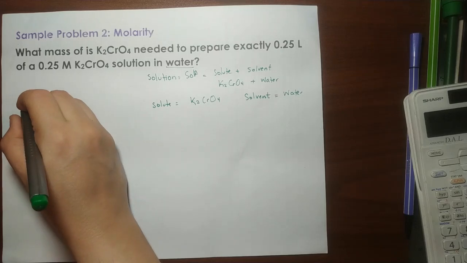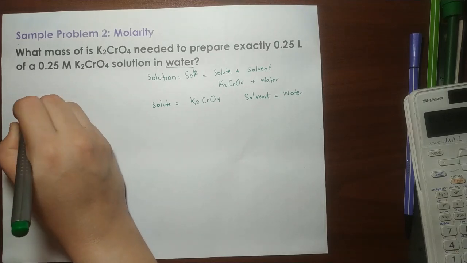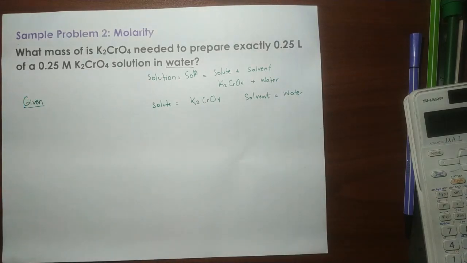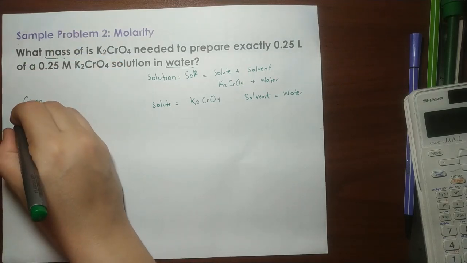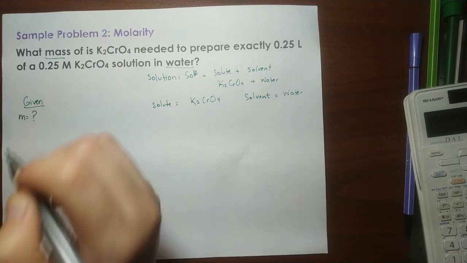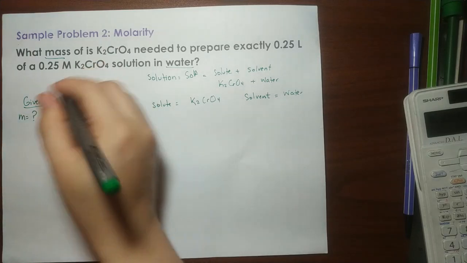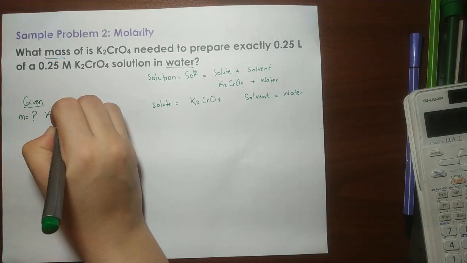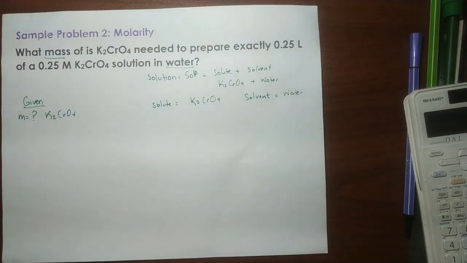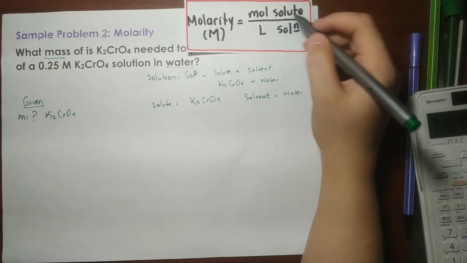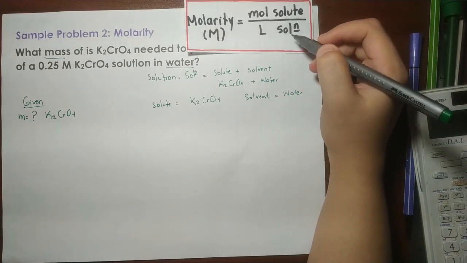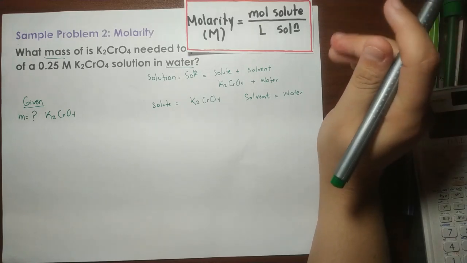Now we write the givens. What do we have in the givens? They're asking us to find mass. So I want to know what the mass is. The mass of what? Of potassium chromate. Interesting, because according to the formula, we are not relating mass in any of these, only moles and liters of solution. But let's see what happens.